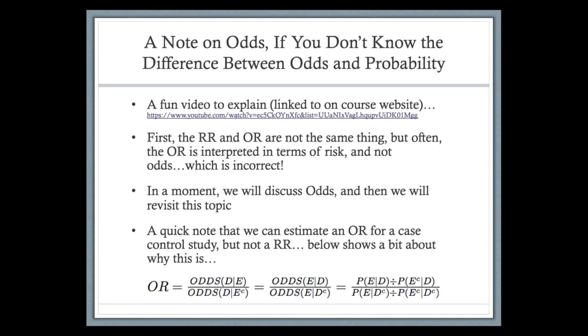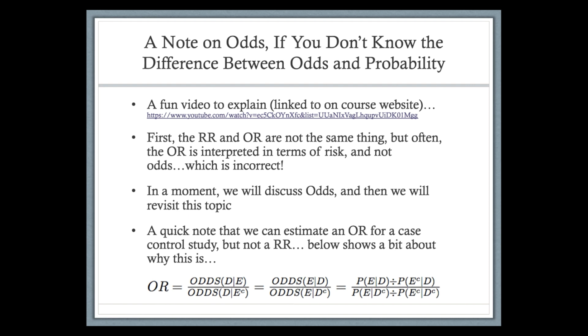A quick note on the difference between odds and probability. As we said, in English, we use the two words interchangeably. What's the probability of winning a game? What are the odds of winning a game? What are the odds of that happening? We say odds and probability interchangeably, although mathematically they're not the exact same thing.